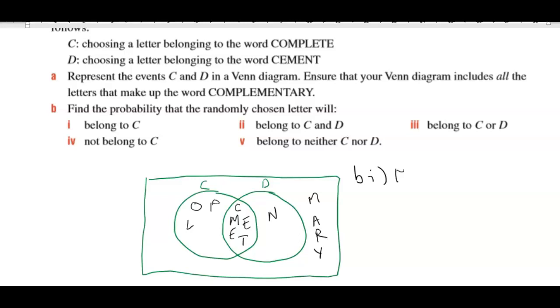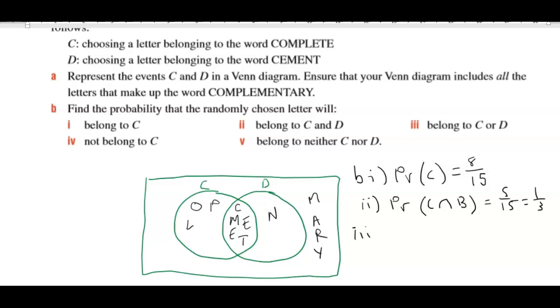All right, question B, part I. We want to find the probability of belonging to C. So count up how many letters you got. 1, 2, 3, 4, 5, 6, 7, 8. So 8. And we have 13 letters in total if you count up the word complementary. All right, the probability of belonging to C and D. So we want the intersection, belonging to C and D. So we've got 1, 2, 3, 4, 5. And you should simplify that to 1/3.